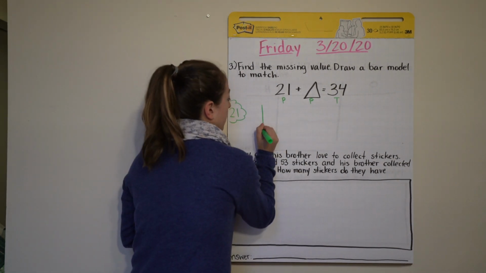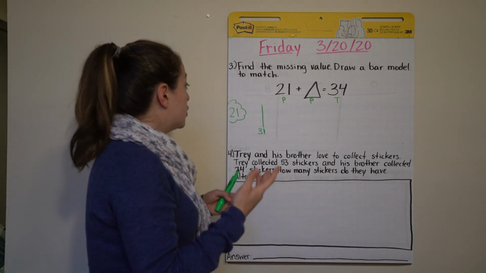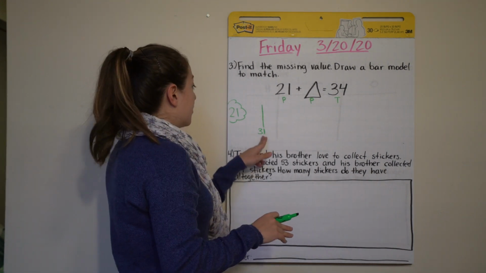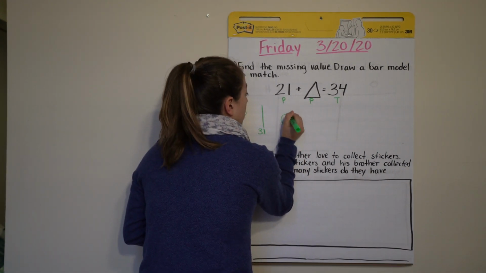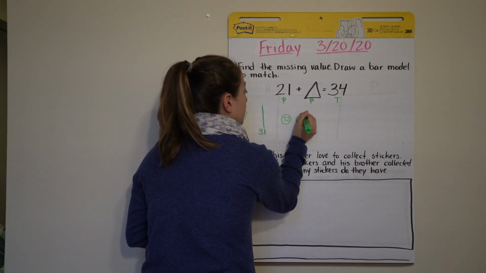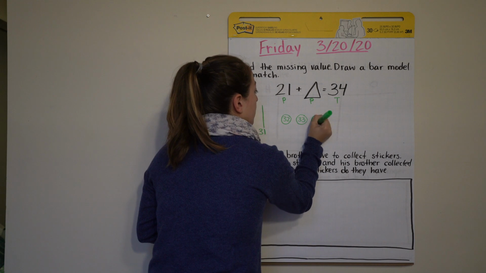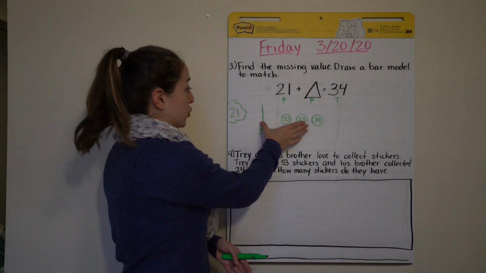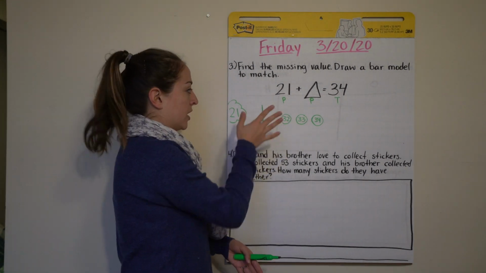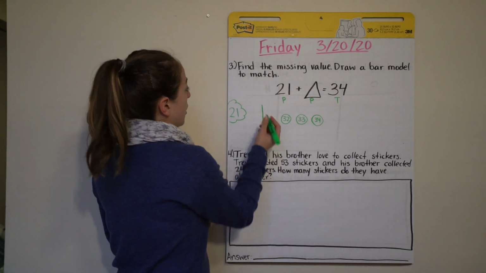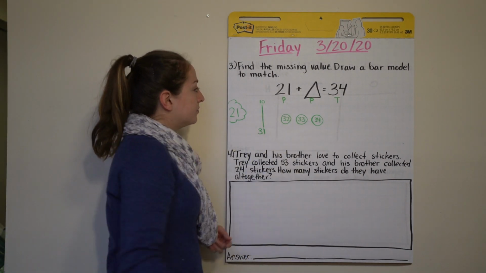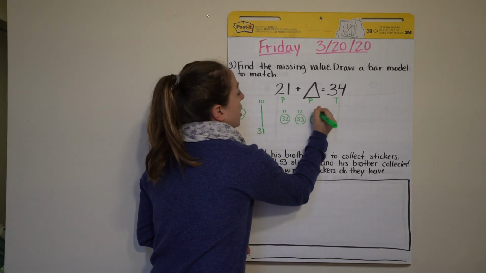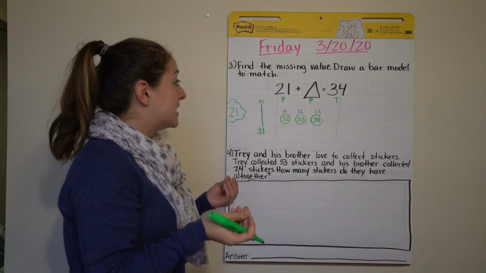21, 31, and then I'm going to do circles, and when I get to 34, I'm going to stop. So I have 31, 32, 33, 34. And my missing total is actually what I just drew right here. So I'm going to label that on the top, and we're going to see what our missing total is. So we have a 10 stick, so that's 10. And now we're going to count by ones. So 10, 11, 12, 13. So 13 was my missing part.